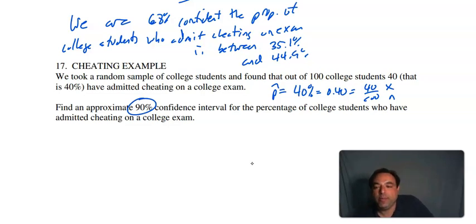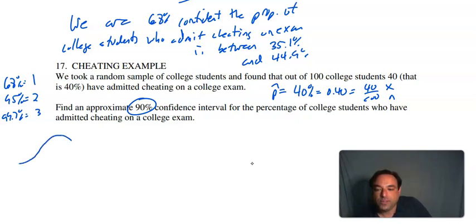Now, the ones we remember is 68 has a z-star of 1, 95 has a z-star of 2, or more precisely 1.96, and 99.7% has a z-star of 3. Well, what about 90? So to find that z-star, we're going to have to do a little bit of work. So the little bit of work we're going to do is that we're looking for 90.